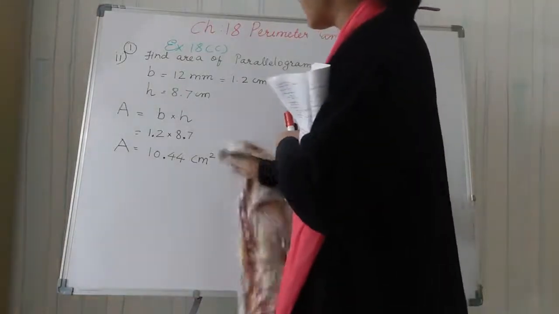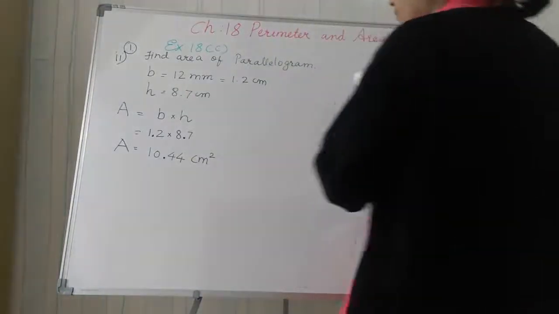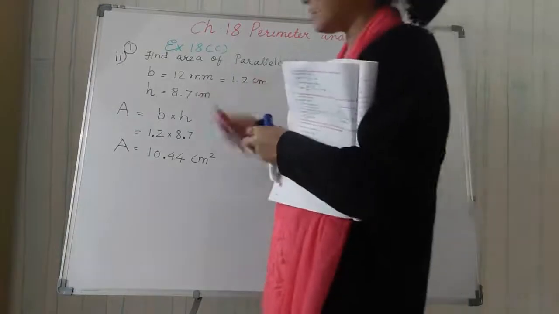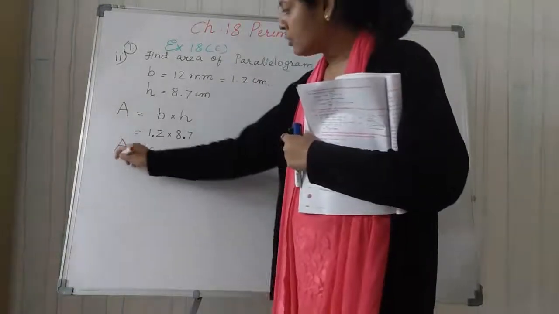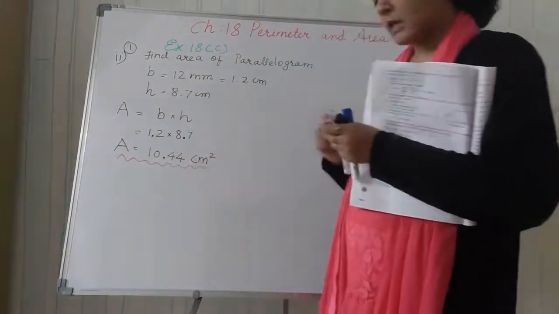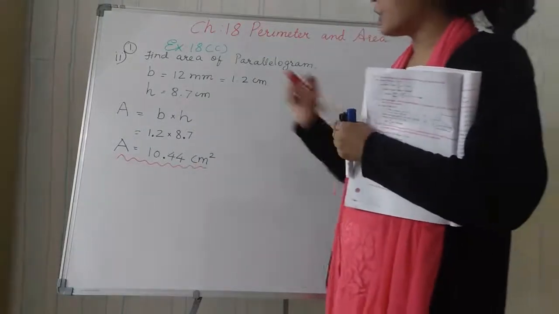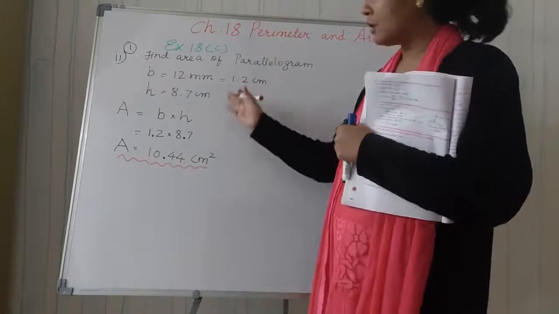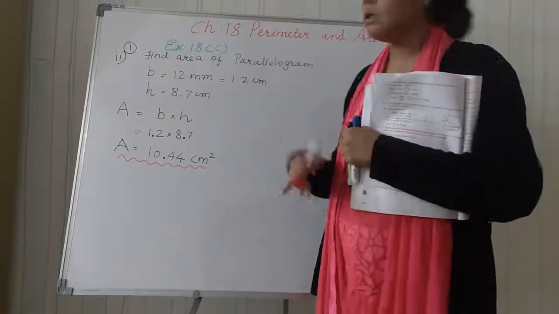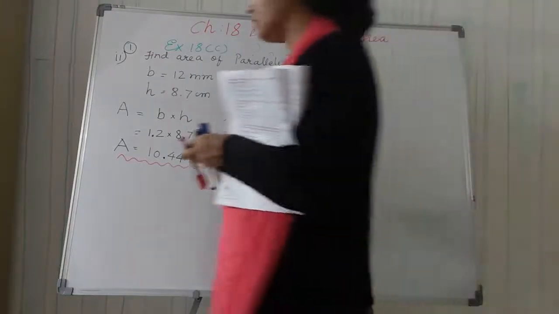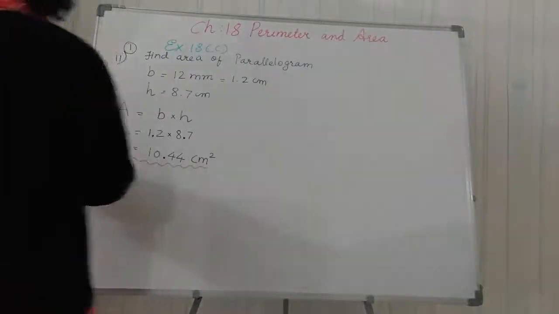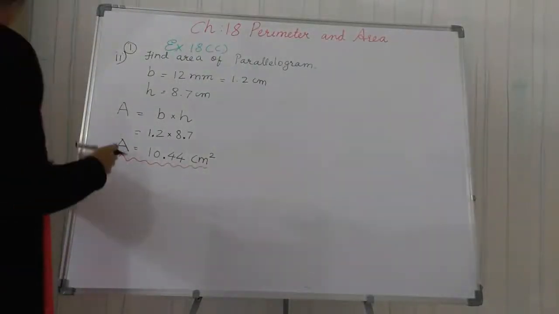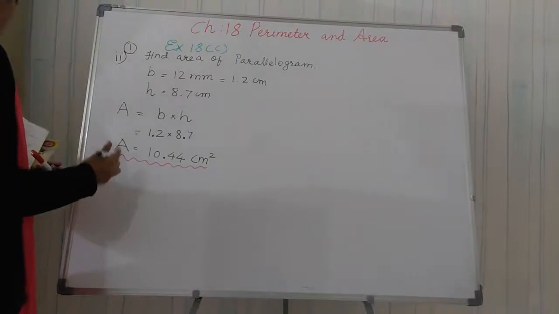So now students, do you understand? Whenever we are given different units of our 2 quantities, base and height, you have to convert first in any one of them. Either you convert both of them in millimeter or in centimeter. Anyway, you can convert them. Now taking question number 4.